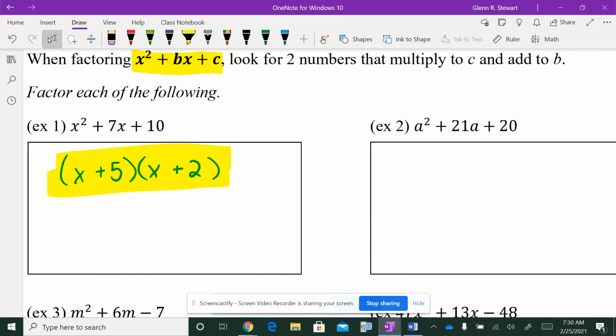All right, take a look at example 2, a squared plus 21a plus 20. Those of you at home, feel free to chime in if you want to. What's going to multiply to give you 20 and add to give you 21? 20 and 1. So again, we split the a's. Since we're adding to get both of them, one of them is going to be a plus 20, and the other one's going to be a plus 1.